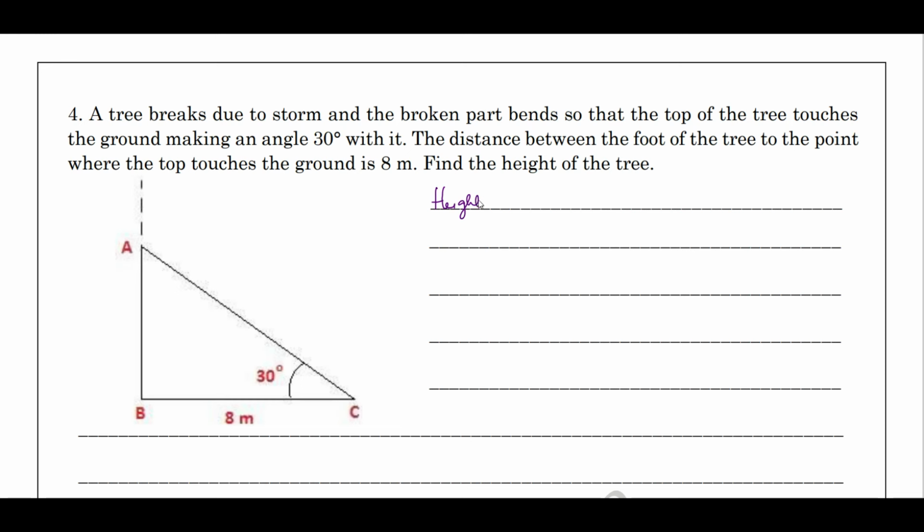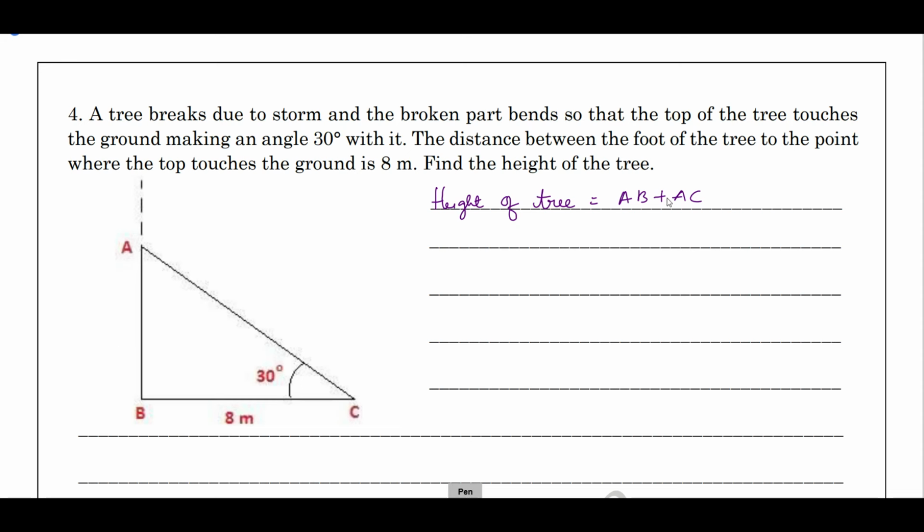Height of the tree equals what? AB plus AC, right? A tree was there, it has broken down and it has formed an angle of 30 degrees with the ground. That means height will be x plus y, right? The height of the tree will be AB plus AC. Now we should find out the value of AB and also the value of AC.